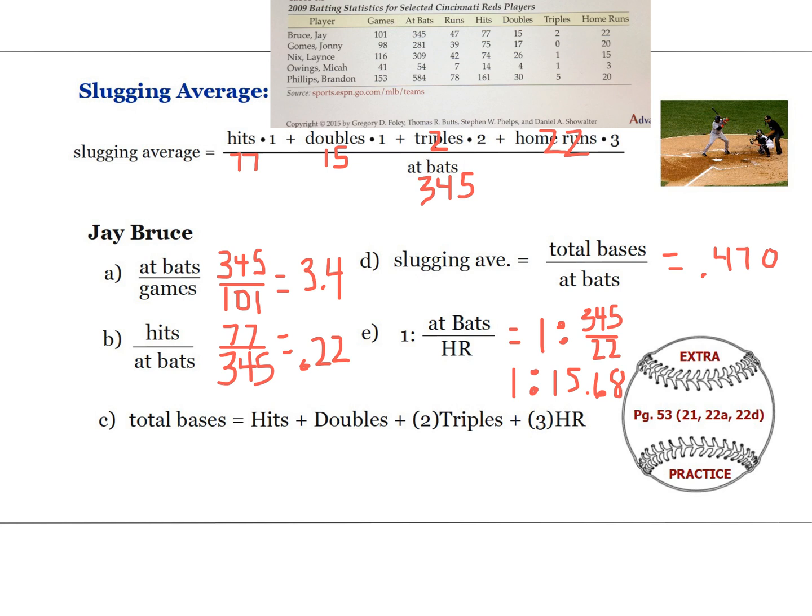Okay, and then part C, they want to know the total bases. We're going to do the hits, which is 77, plus the number of doubles, 15, plus triples, multiplied by 2, and the home runs you'd multiply by 3, and that should be the total number of bases. That comes out to be 162, which again should be the same number that you got when you did all of this here.